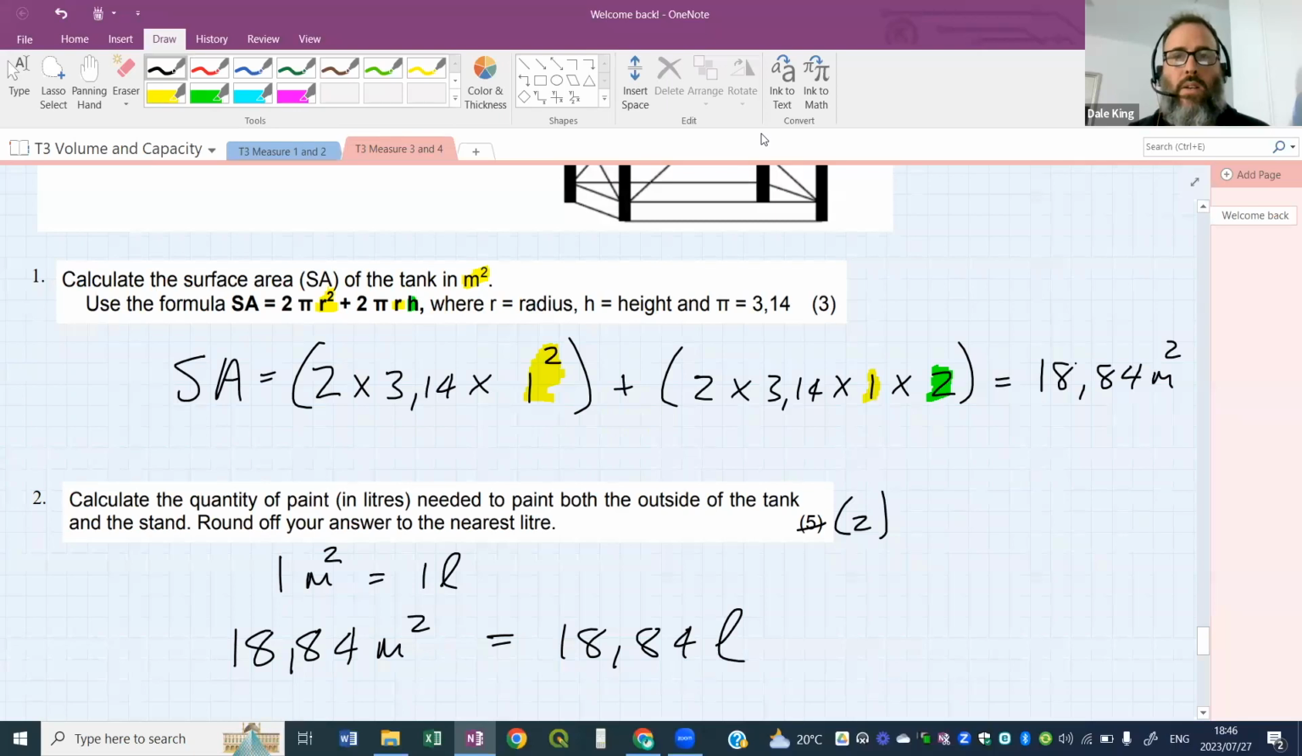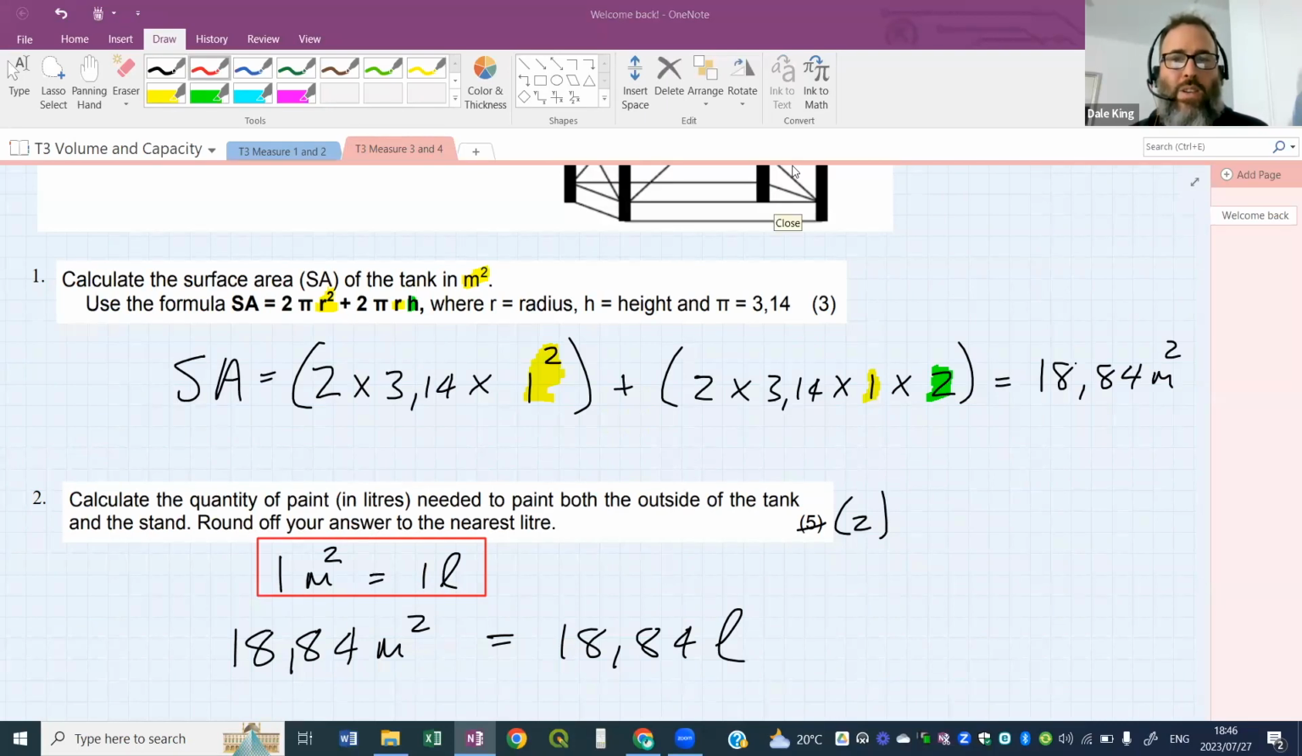Nice and easy. They should give you a conversion to help you with this question. If they want the liters, they've got to give you something like this. You are not expected to know how much paint you need to paint 1 square meter. So I'm giving you, if it's a 1-to-1 thing.